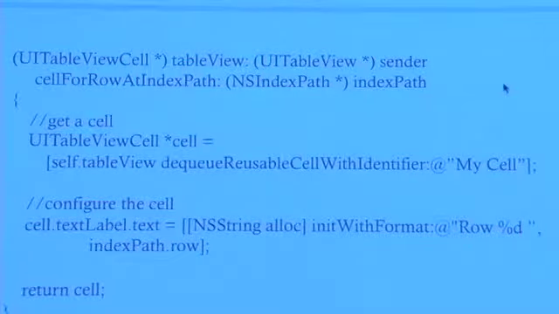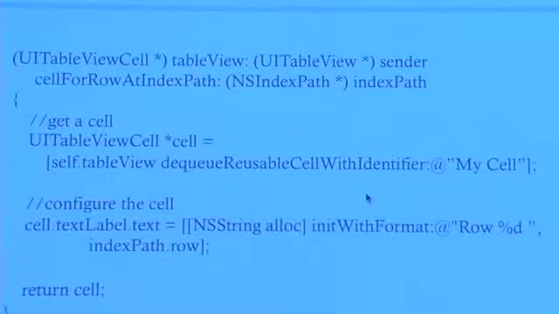And they're reusable because at any given time you can show up to, I think, 8 or 9 cells in a table view, depending on how tall they are. When the cells go off the screen and new ones come up, the table view can just grab these reusable ones.